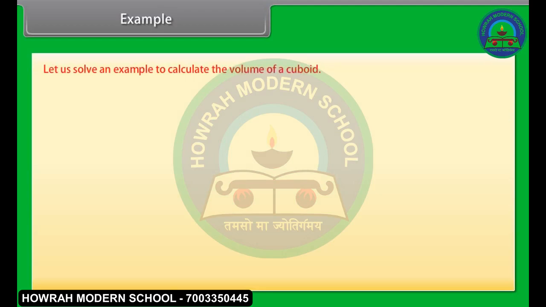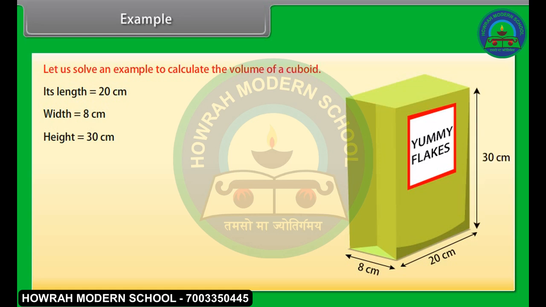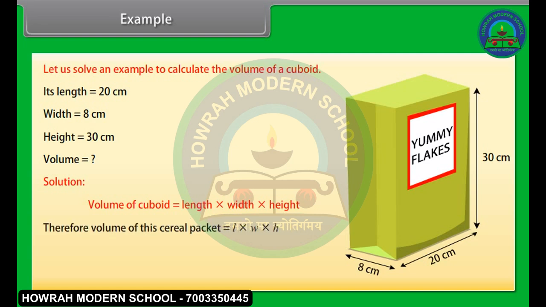Example. Let us solve an example to calculate the volume of a cuboid. Look at this cereal packet. Its length is 20 cm, width is 8 cm, and height is 30 cm. We have to find its volume. We know that the volume of a cuboid is length into width into height. Therefore, the volume of this cereal packet is equal to L into W into H, which is equal to 20 into 8 into 30, and this is equal to 4,800 cm³.